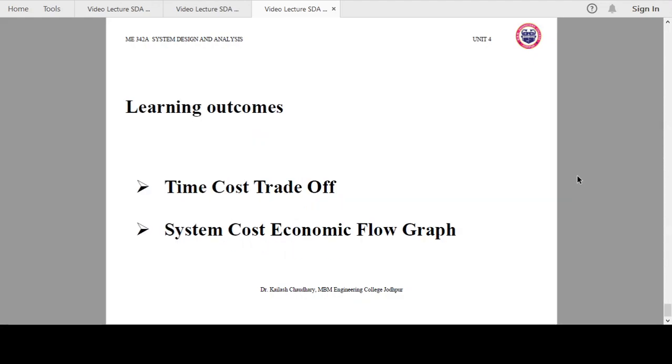So we discussed time cost trade-offs and system cost on an economic flow graph in this lecture. So this is the lecture for the last unit of this subject.